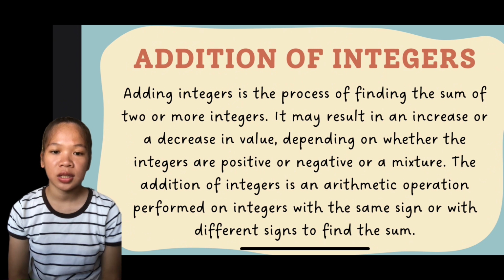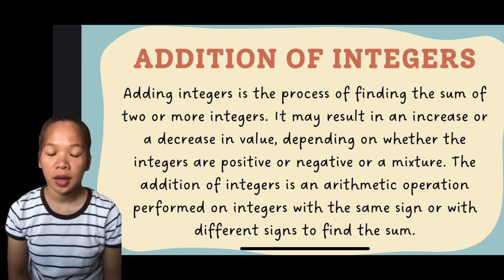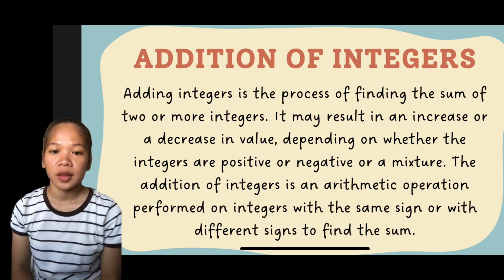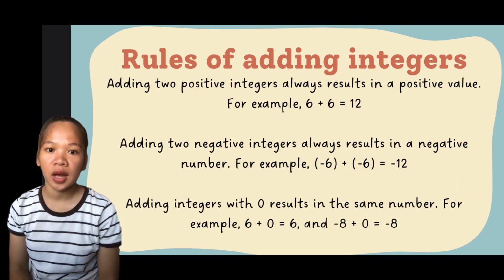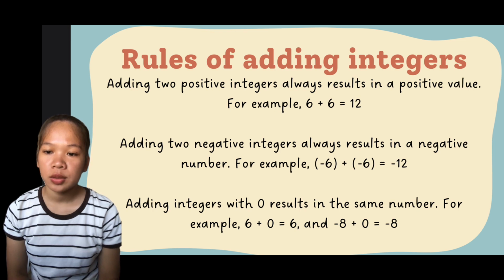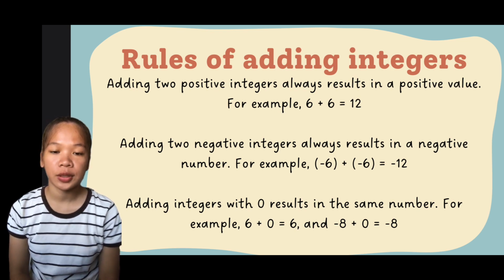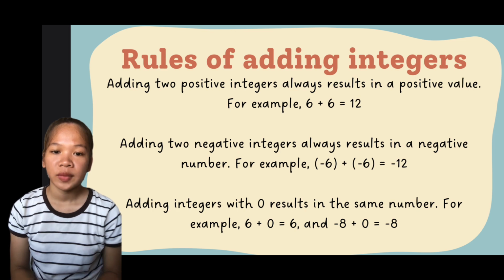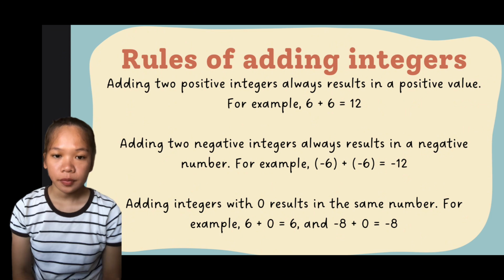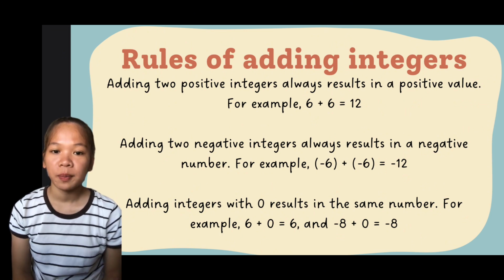So here, in addition of integers, we're going to find the sum of integers. And of course, meron tayong mga rules na dapat hindi kalimutan at dapat sinusunod when adding integers. So, here are the rules of adding integers. So, first, adding two positive integers always results in a positive value. So, kung i-add natin yung puros positive integers, of course, ang result niya is positive rin.